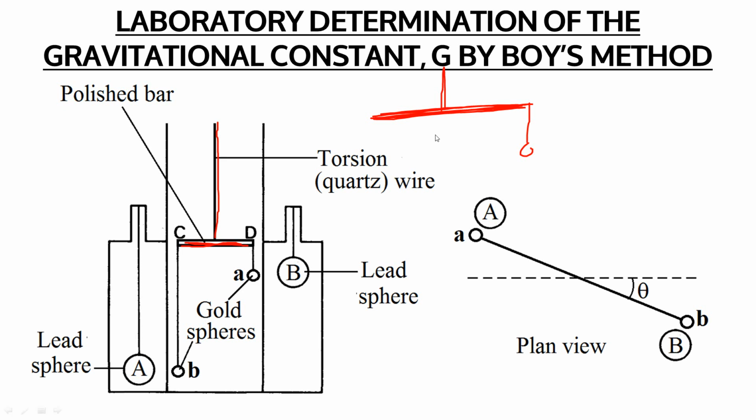So from the aerial view of that setup, this is what you will have. You will have the lead spheres here, A and B, and the gold spheres A and B. For the gold spheres, we are using small letters. Okay. Look at this diagram and please study it properly. We are going to look at the procedures, but you still keep referring back.